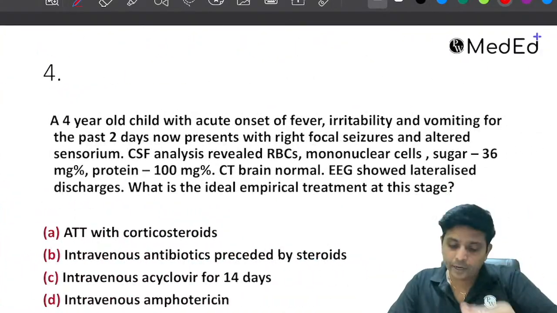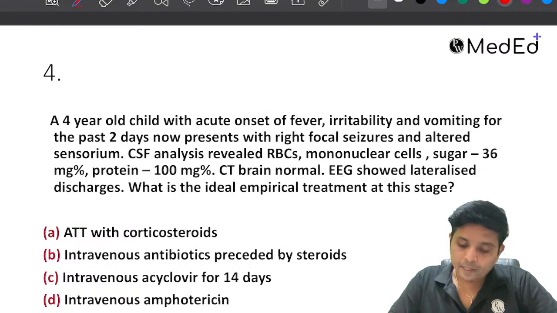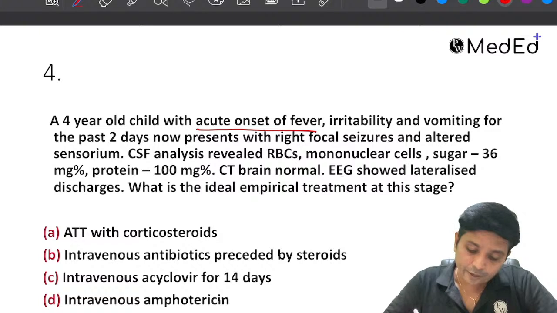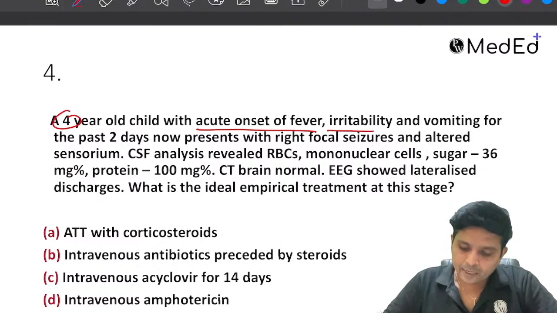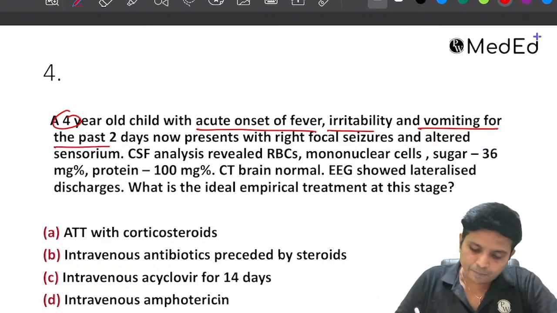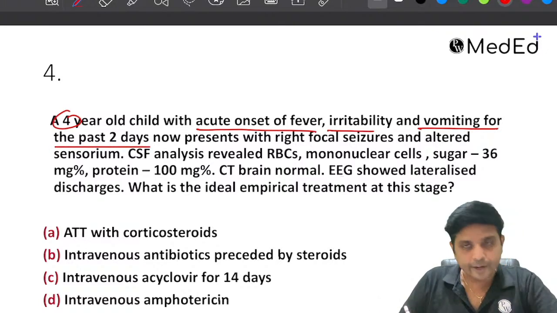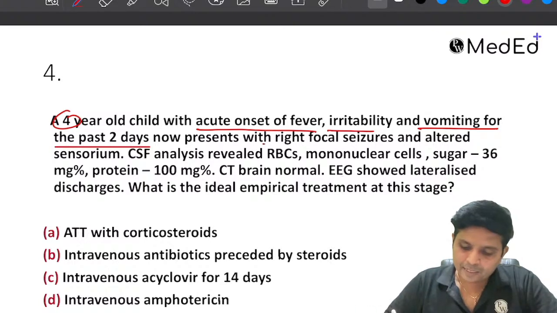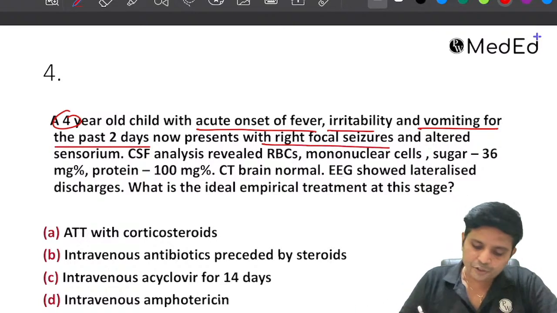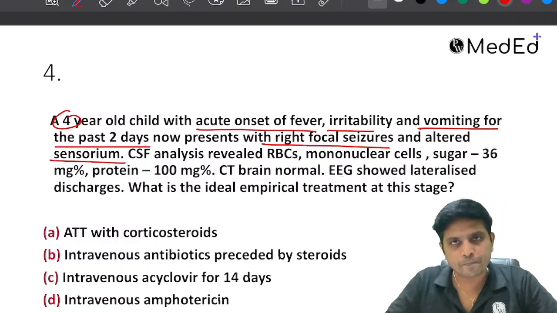Then, a 4-year-old child brought with acute onset of fever, irritability and vomiting for the past 2 days. Okay, probably a case of meningoencephalitis. Presents with right focal seizures and altered sensorium.